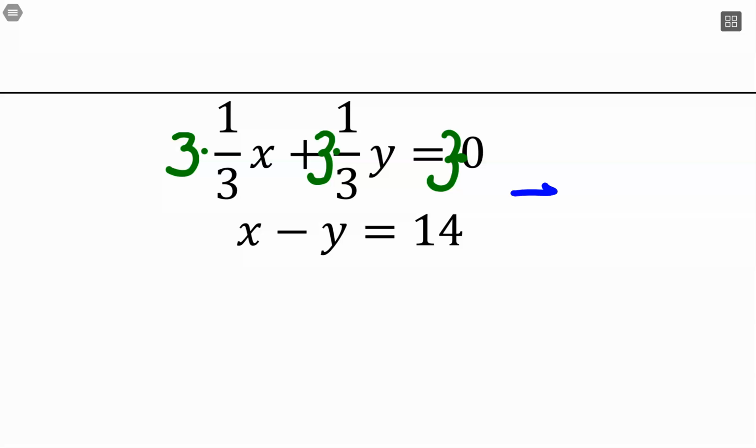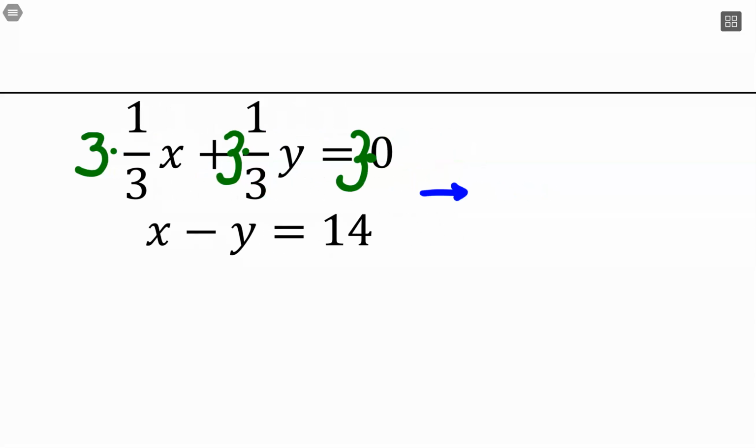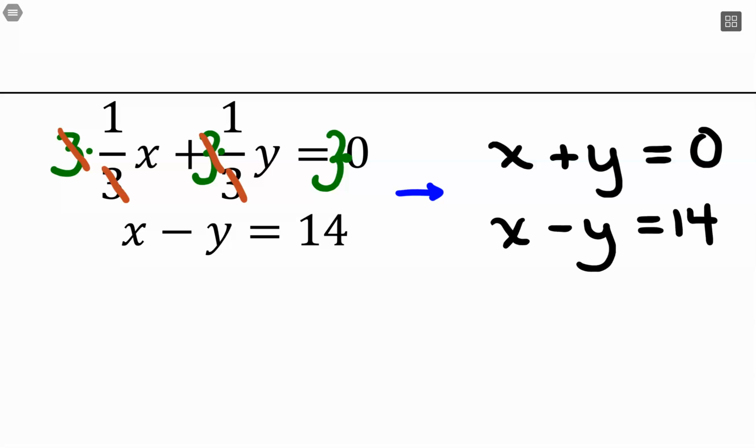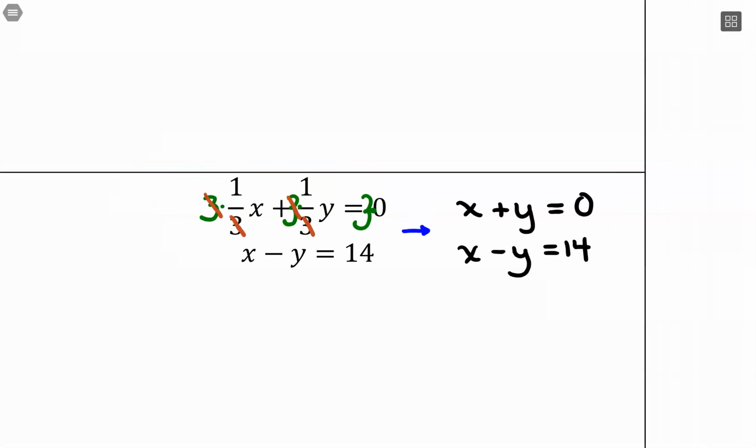So what this will do is my system of equations will change a little bit, or at least it'll look like it changed. So the 3's cancel out, and I have a 3 times 0. So this is going to be x plus 1y equals 0. And those equations are exactly the same. So my line itself, in terms of graphing, hasn't changed at all. And then I still have my x minus y equals 14. But by getting rid of those fractions at the beginning, it'll just make it a lot easier to work with.